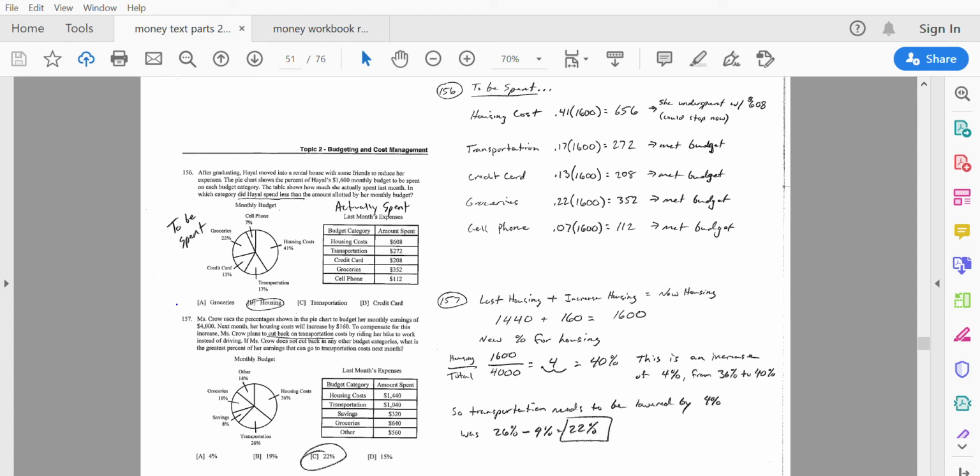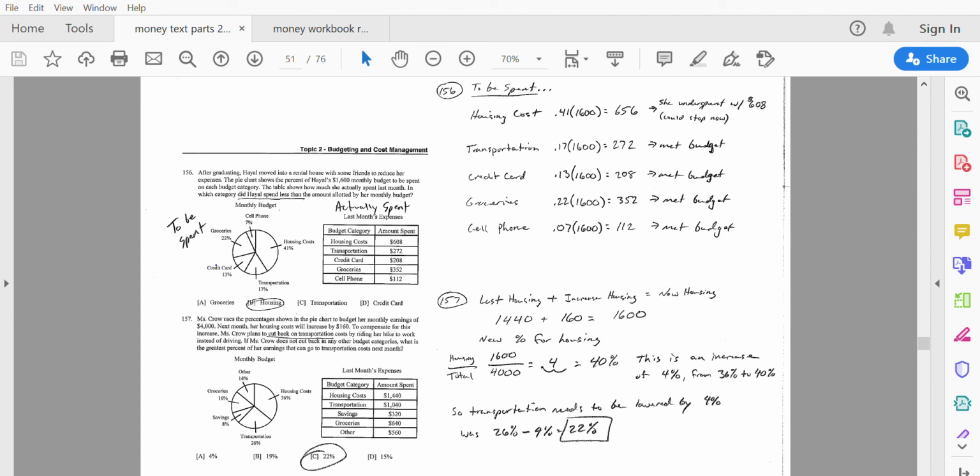All right. Last type, which looks to be a little different. So half the problems are probably going to be very similar to each other. You just got to make sure you are understanding if they're looking for if they overspent or underspent. So 157 looks a little different. It says in the beginning, this information is the same. We have a pie chart to budget her monthly earnings of $4,000. So that's one bit of key information.